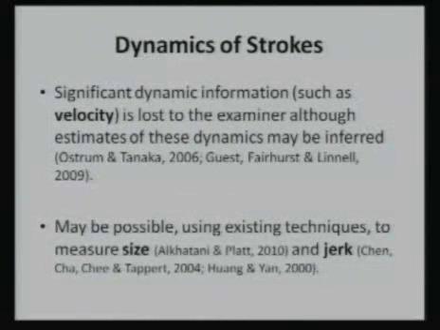As a document examiner, we look at static signatures. It's an ink trace on paper, and we lose significant dynamic information such as velocity and duration. As Mike mentioned in his talk, timing is very, very important, and yet timing is a major factor we lose in a static signature. It's been found that document examiners are not too bad at inferring or estimating these dynamic features. Brent Ostrom and Tobin Tanaka from Canada, and Guest Fairhurst and Linnell, in two separate studies, came to the same conclusion. It may be possible using existing techniques to measure size.